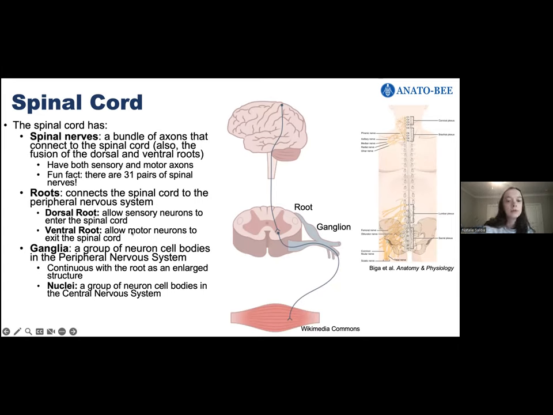And then for the roots of the spinal cord, it's going to be this and this right here. There's a dorsal root that allows the sensory neurons to enter the spinal cord, and then the ventral root, which allows the motor neurons to exit the spinal cord. And then the ganglia are groups of neurons, the cell bodies in the peripheral nervous system. And we showed that earlier, they were kind of right here on the outside. And it's just continuous with the root as an enlarged structure that you can see right here. And so ganglia are the peripheral nervous system's version of cell bodies, whereas nuclei in the central nervous system is the cell bodies there.